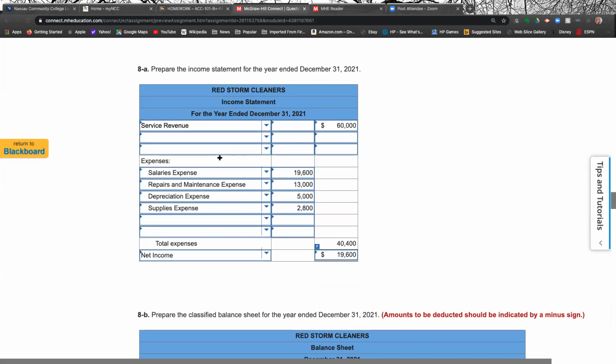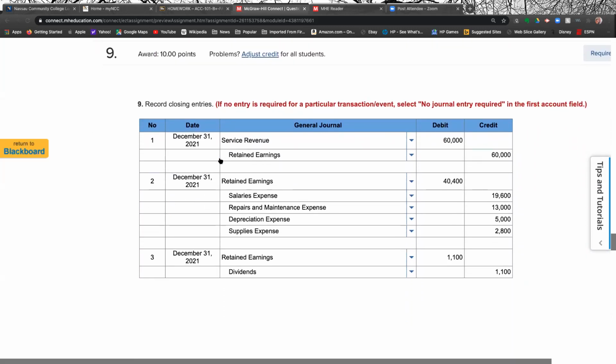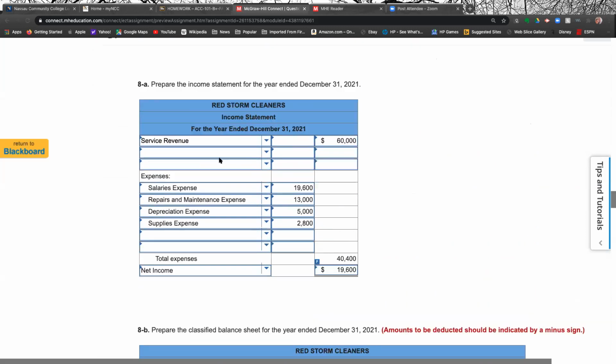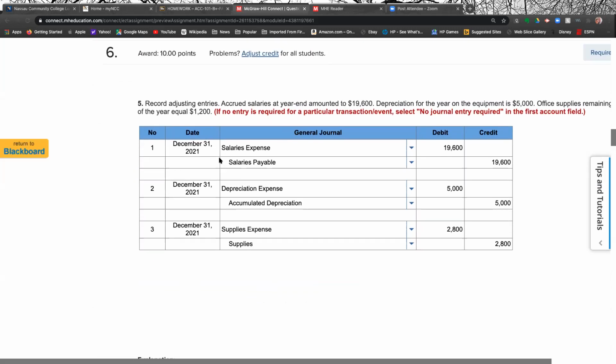Then you prepare your financials. And then there's one more step called closing. I'm going to wait until I do the problem with you to show you closing. It'll make much more sense if we wait to do it till then. Because if I show it to you now, you probably won't remember because you've got so many other things you have to do before that.